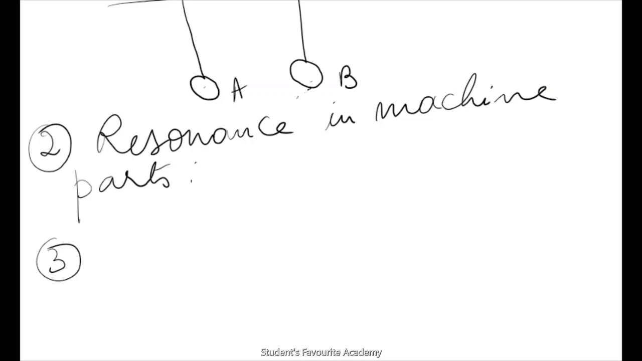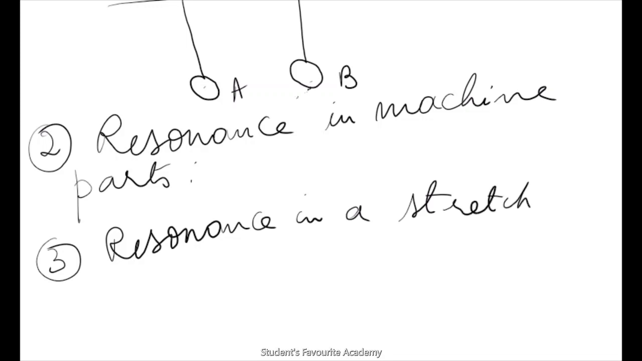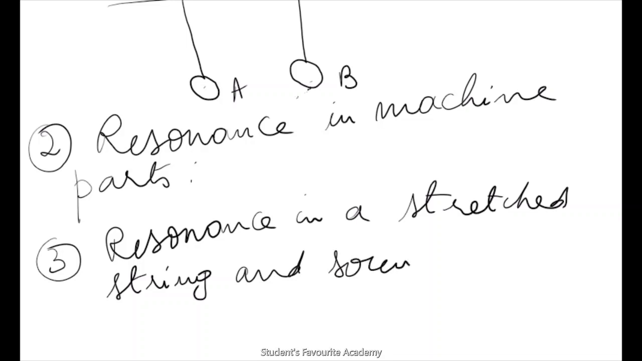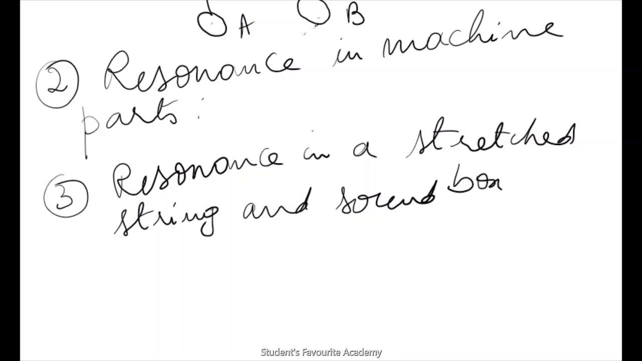Now the third example is resonance in a stressed string and sound box of musical instruments and sonometer. So resonance in a stressed string and sound box. This is present in which musical instruments? Like guitar, sitar. These are all stringed instruments with a sound box.